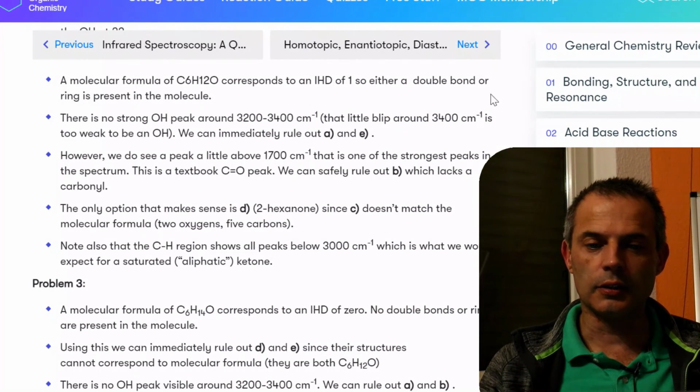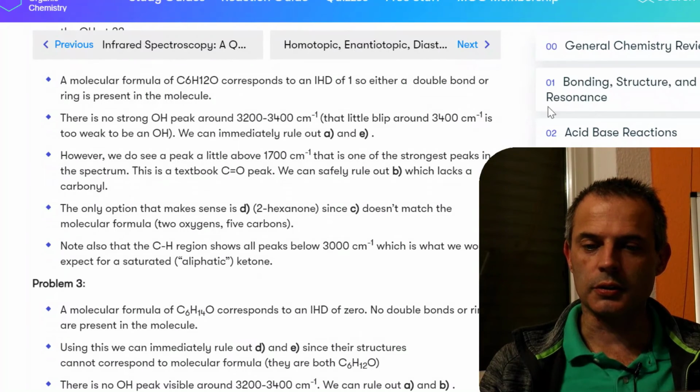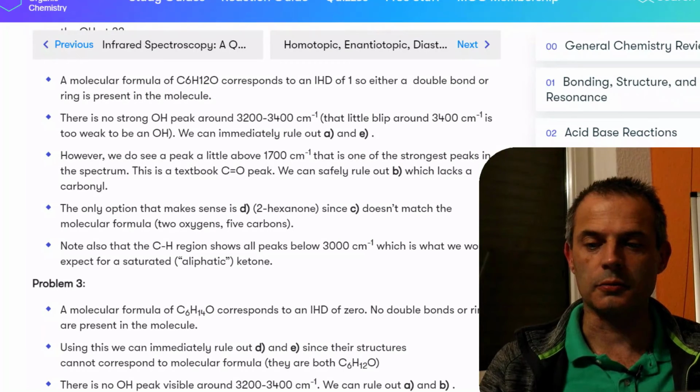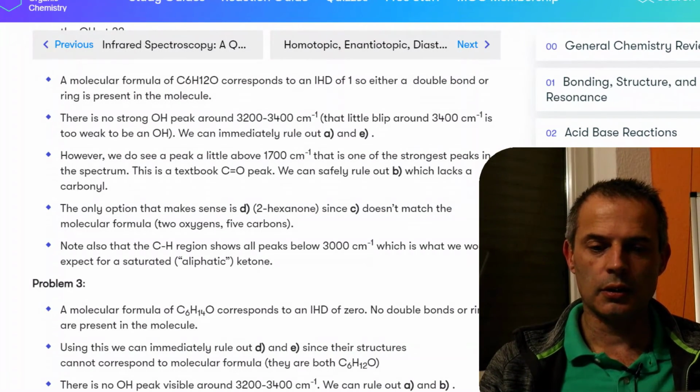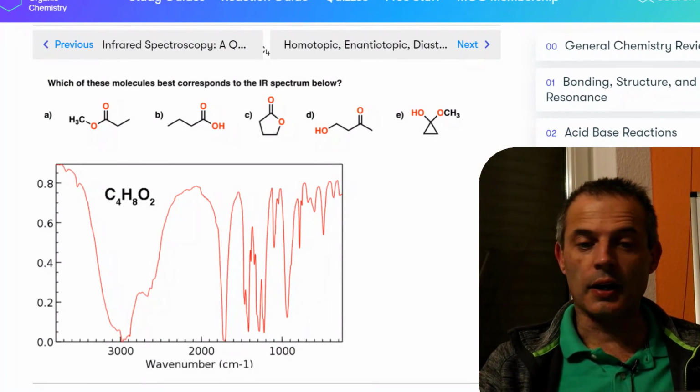They've said there must be a double bond or a ring in the molecule. Because there isn't an OH peak, we can rule out A and E. But we do see one at 1700, which is CO, so we can safely rule out B, which gives us D. Because they say the 2 oxygens, okay, it doesn't match the number, but also it's the CH. So I think this is the last one.